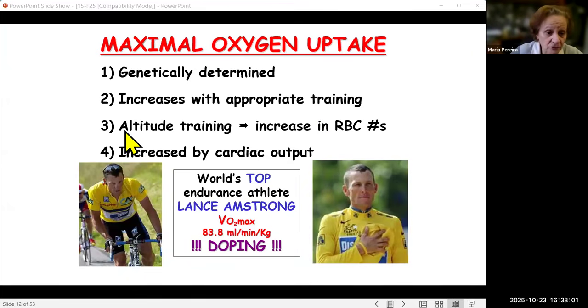So another factor is altitude training. We talked about this some lectures ago. Altitude training relates to how much oxygen is in the atmosphere. If you are at high altitudes, there's less oxygen than if you are at sea level. So the body has a feedback mechanism, if you remember. There's this hormone, erythropoietin, that is produced by the kidneys.